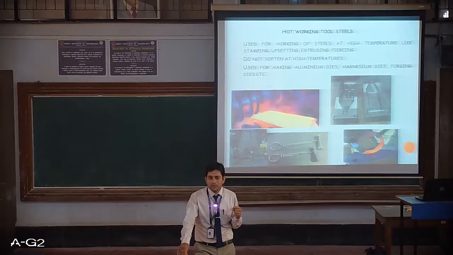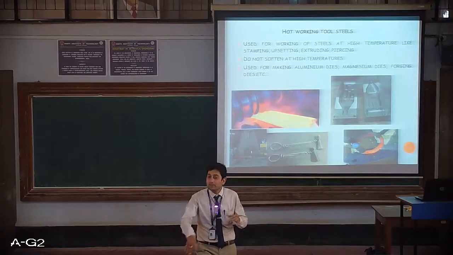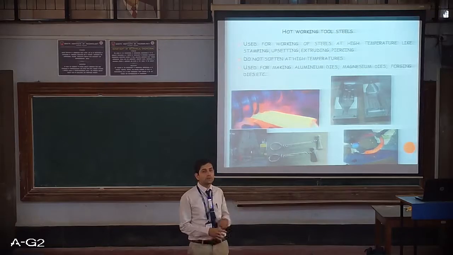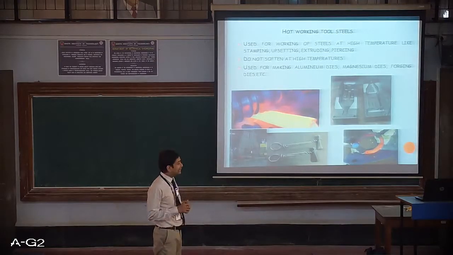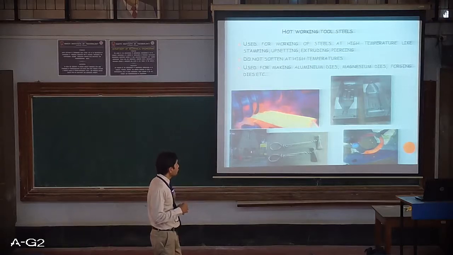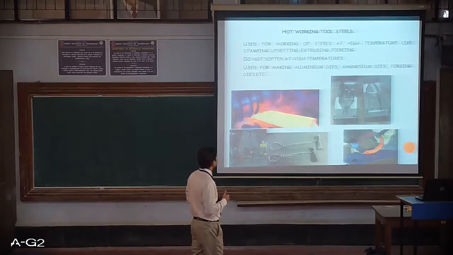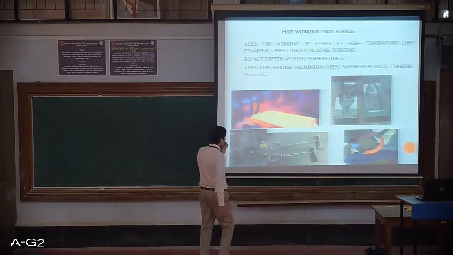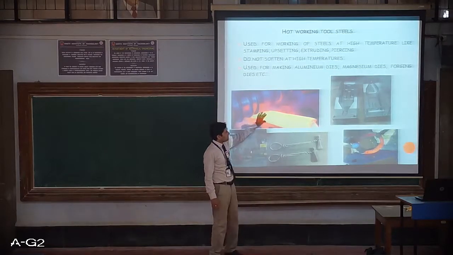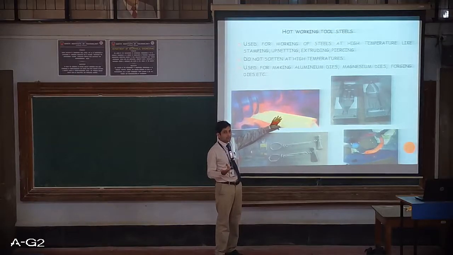If you have butter, you can easily cut it, right? The metal will behave just like that at high temperature. You can easily deform it and cut it, and for deforming it, meaning changing the shape, and cutting it, you have to make use of this type of steel, that is hot working tool steel. They do not soften at high temperature applications, and it is also used for making aluminum dies, magnesium dies, forging dies, etc.